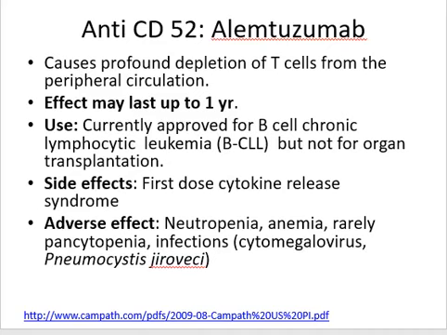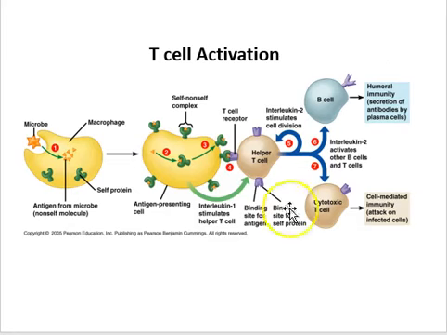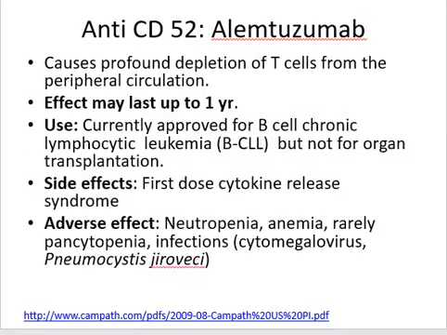CD52 alemtuzumab causes a really profound depletion of T cells by specifically targeting the CD52 receptor. The effect lasts up to a year. Currently, we're using this drug for B-cell chronic lymphocytic leukemia. And so, yeah, of course, this is a B-cell leukemia, but it's being driven by T cell activity, T cell activation. Because remember, if you go back to that diagram here, the B cell activity is going to depend on T cell activation, and so that's the rationale for that target.